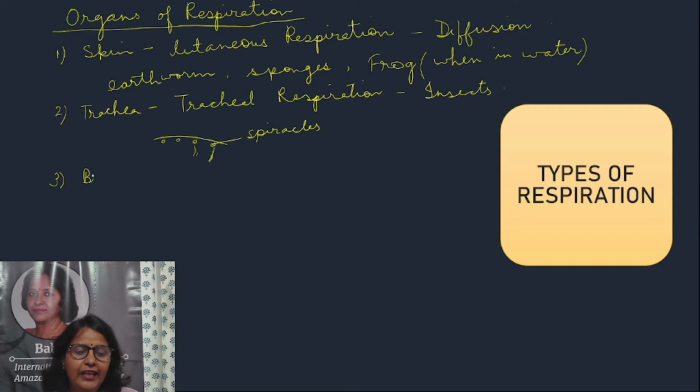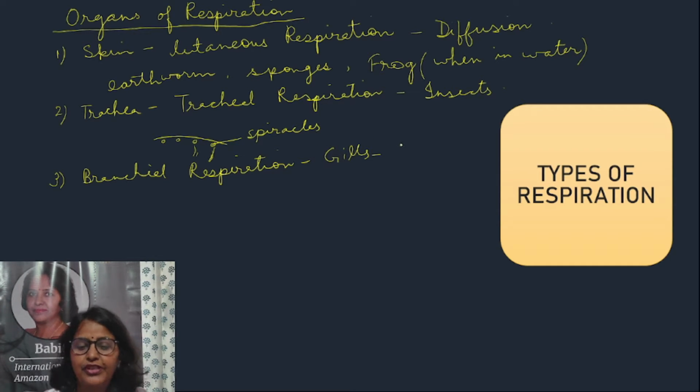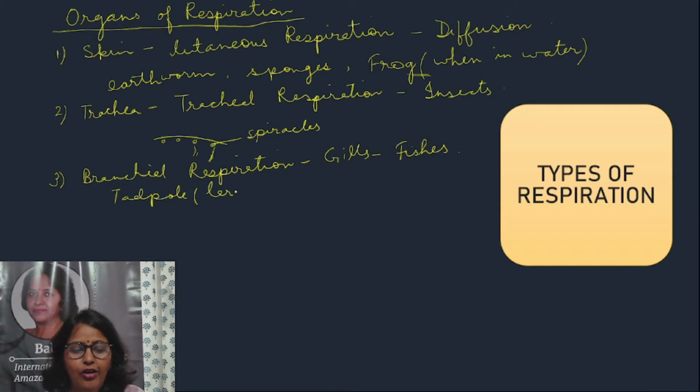Third one is branchial respiration, and the organ for this respiration is gills, and this is generally present in aquatic animals. So fishes are a perfect example having gills, and exchange of gases is very efficient at gills. I had told you that frog shows a very unique type of respiration. So here we have another example, that is tadpole. Tadpole is the larva of frog. They also show respiration through gills.